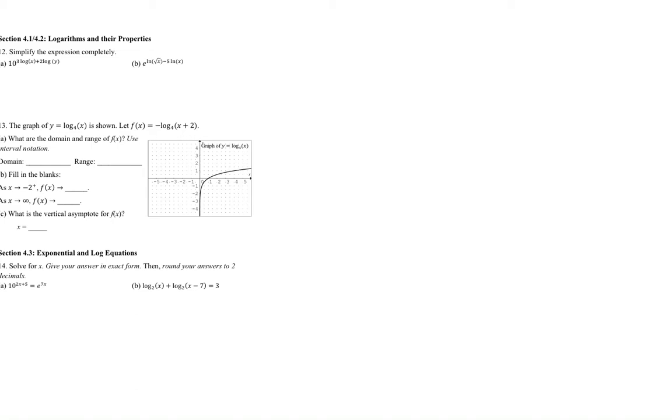Okay, now we're going to start with question number 12a here. We're at 10 to the power of 3 log x plus 2 log y. We need to get this simplified fully.